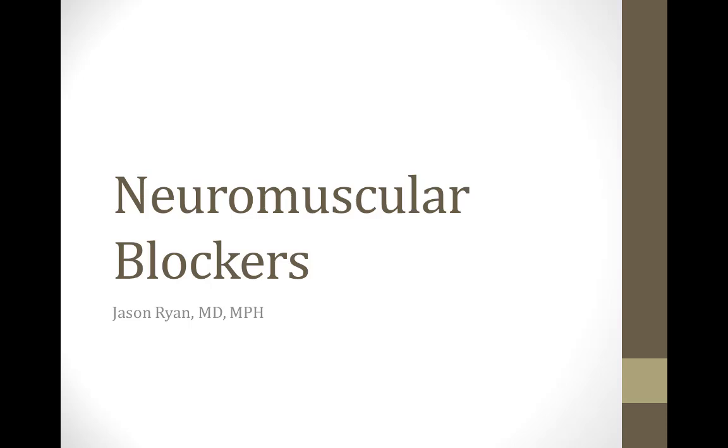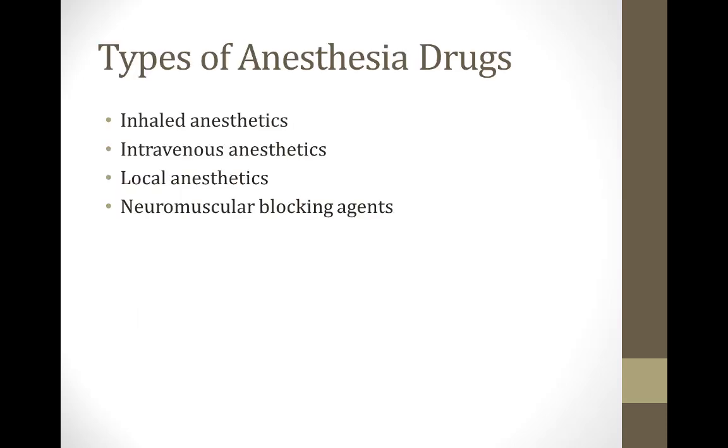Hi everyone, and welcome to our module on neuromuscular blockers. So I think of anesthetics as falling into four general classes. The first two are the inhaled and the intravenous anesthetics, and these are usually used as general anesthetics to make a patient unconscious. The next group are the local anesthetics used to numb the skin or a nerve, and then finally we have neuromuscular blockers, which are used to create paralysis.